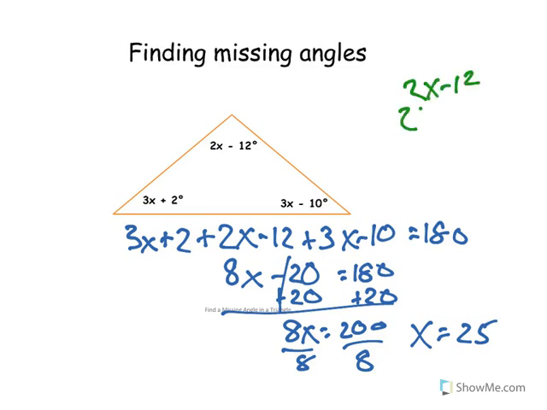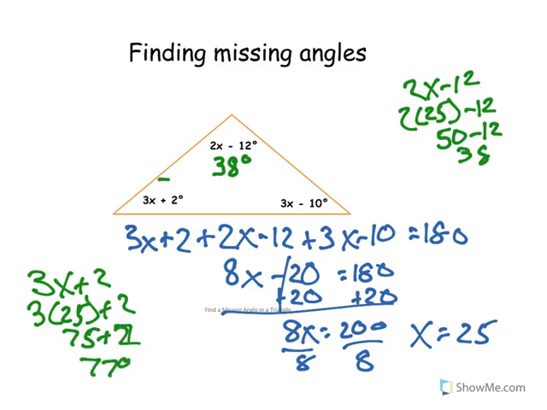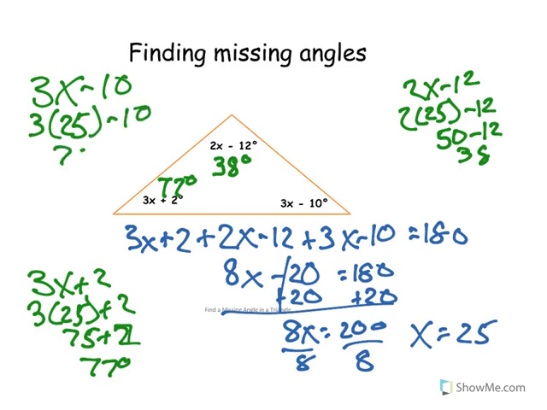Well, 2x minus 12 is 2 times 25 minus 12, right, which is 38 degrees. And 3x plus 2 is 3 times 25 plus 2, which is 77 degrees. And 3x minus 10 is 3 times 25 minus 10, which is 75 minus 10, which is 65 degrees.